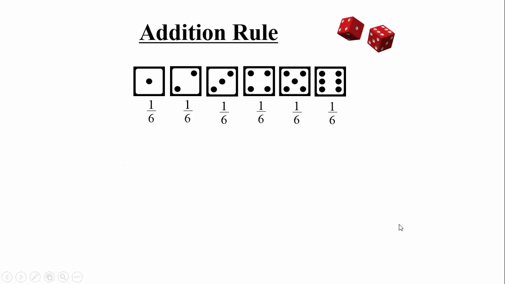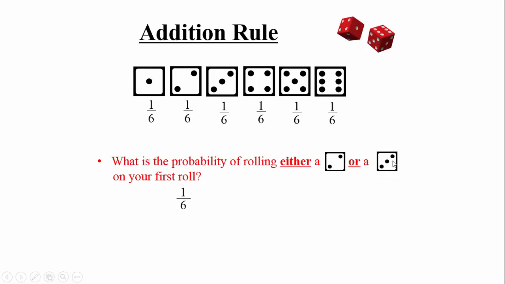The second rule we want to talk about is the addition rule. With the addition rule, such as a question like this, what is the probability of rolling either a 2 or a 3 on your first roll? Well, the probability of rolling a 2 on the first roll is 1/6. The probability of rolling a 3 is 1/6. If I say either a 2 or a 3 on the first roll, basically what I'm saying is if I say either or, I'm using the addition rule. I'm going to add these numbers.